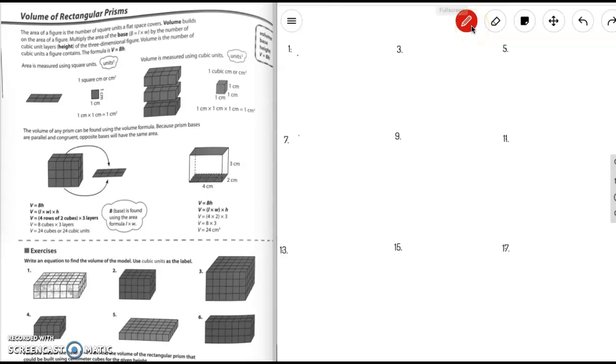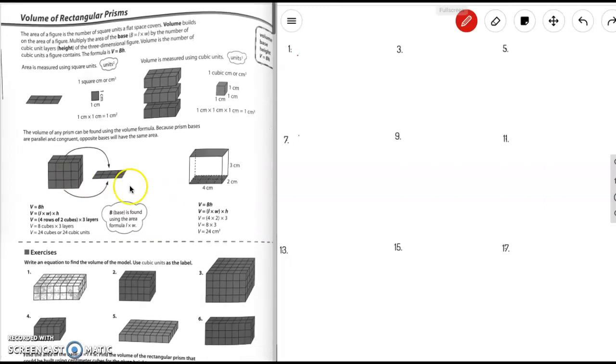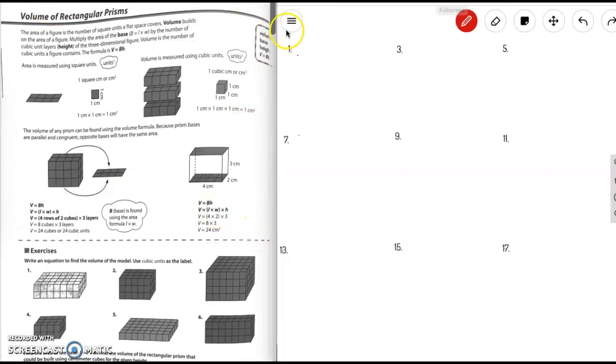We're moving on to volume of rectangular prisms. Before you watch the rest of this video, please make sure that you have read the top portion of page 262 and then come back to this video. Awesome. So volume is super simple.